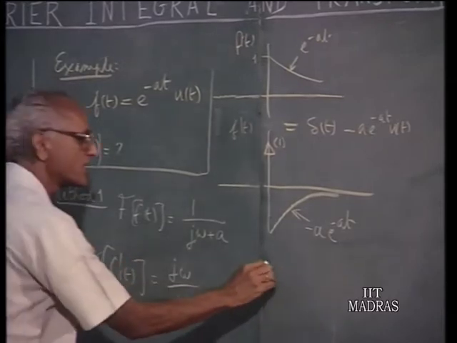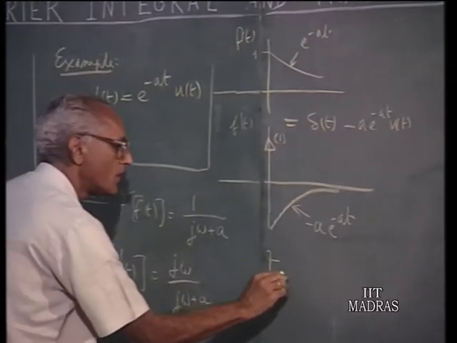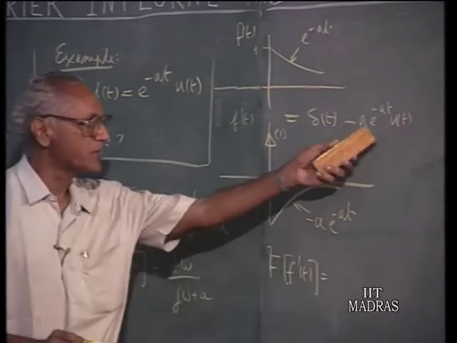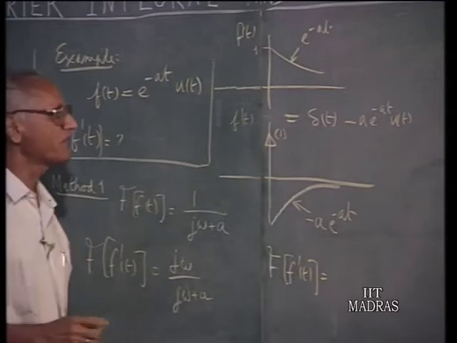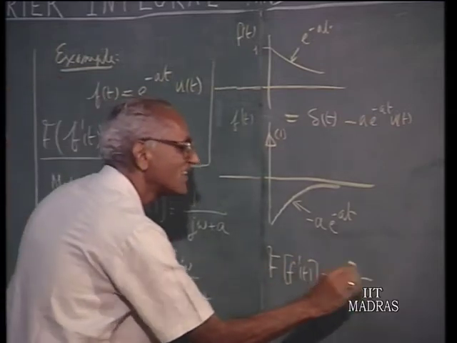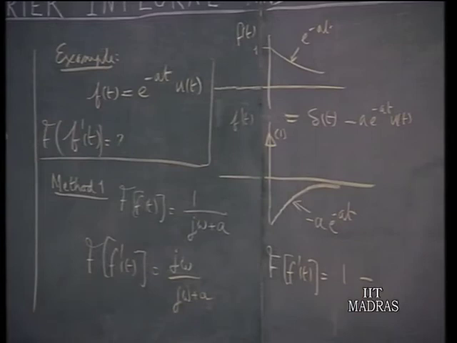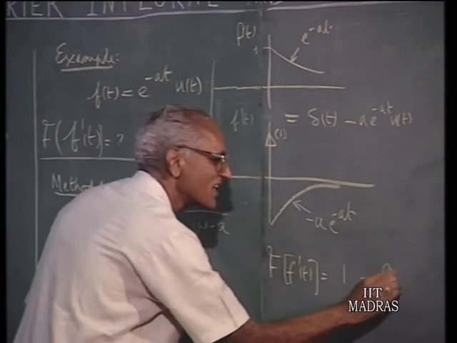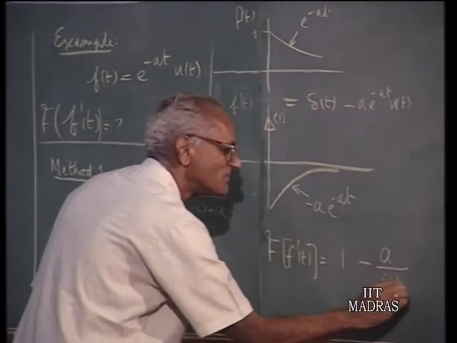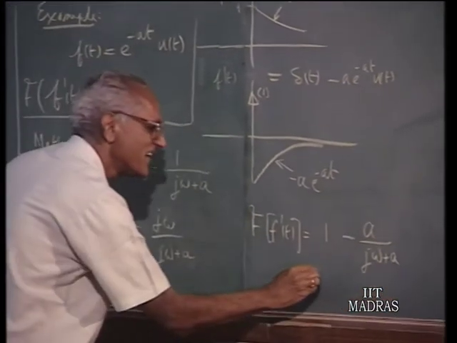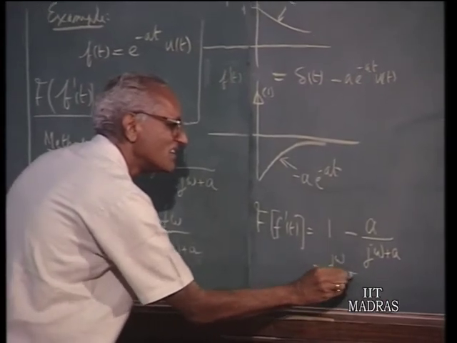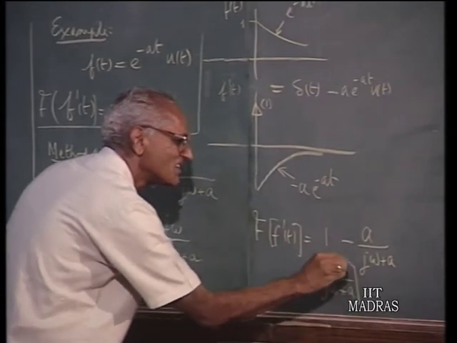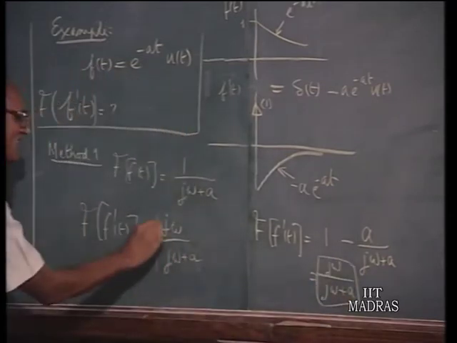So, the Fourier transform of f prime t, F of j omega for this, would be the Fourier transform of this plus the Fourier transform of this. The Fourier transform of delta t is obviously 1, and e to the power of minus a t u t is 1 over j omega plus a, except that we have one more a here and a negative sign. So, minus a over j omega plus a, and this is indeed j omega over j omega plus a, a result which is in accord with this.